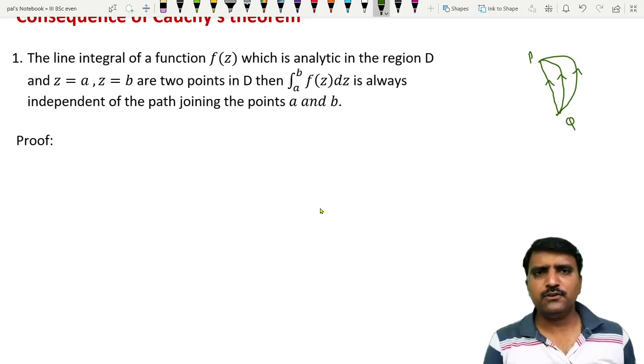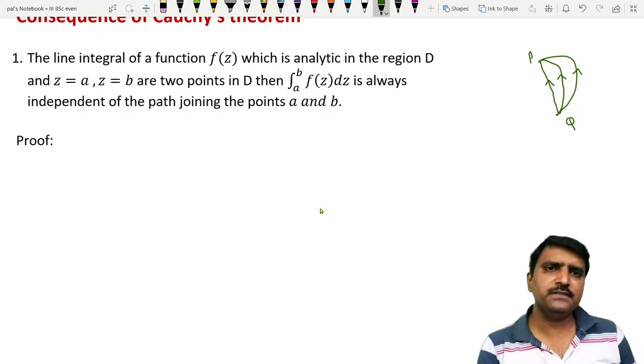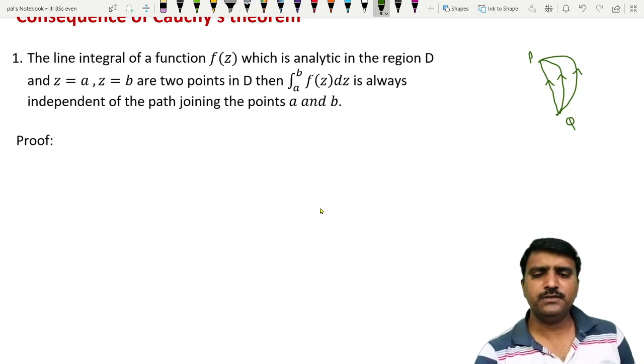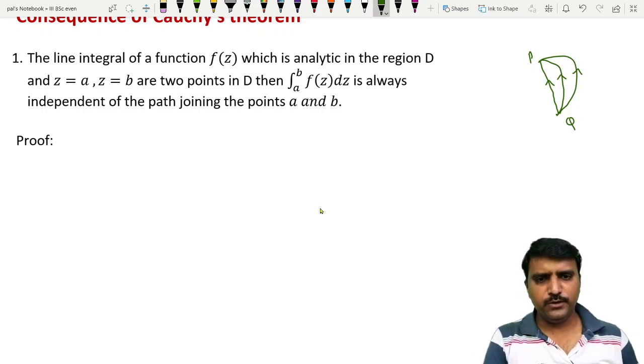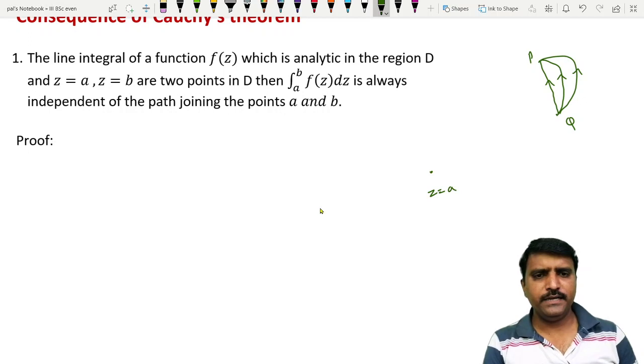Yes, we need to prove this consequence. To prove this, we are using Cauchy's theorem again. Using Cauchy's theorem, we are going to prove the consequence. To prove this, let us take two points. As given, z is equal to a and z is equal to b are two points. You take the point z is equal to a, and you take another point z is equal to b. I denote this point as capital A, and this point as B.